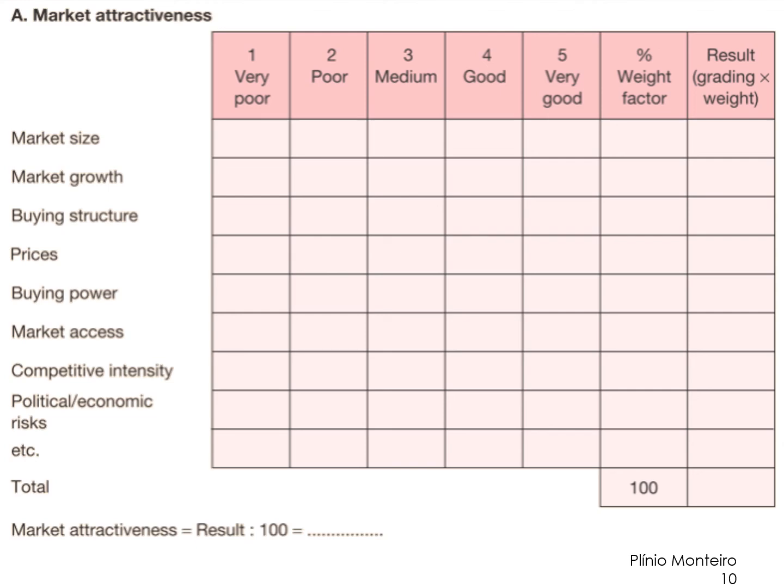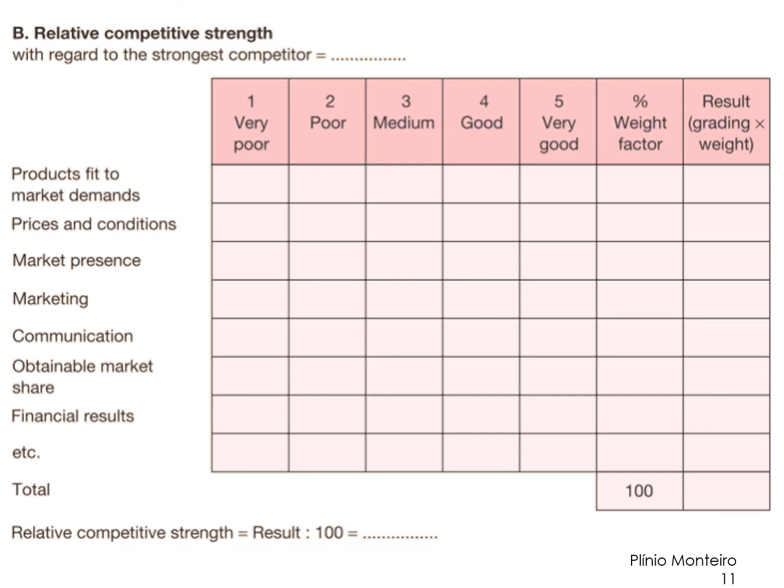And then I will do the same for the other factors that I selected, and I will sum up everything. And the result will be a number between 1 and 5. 5 meaning that the general market attractiveness is very good, and 1 means that the market attractiveness is very poor. Of course, you need to do the same for the competitive strength.